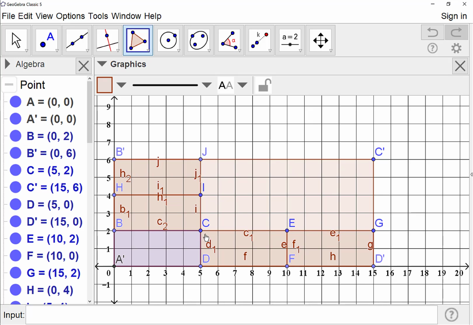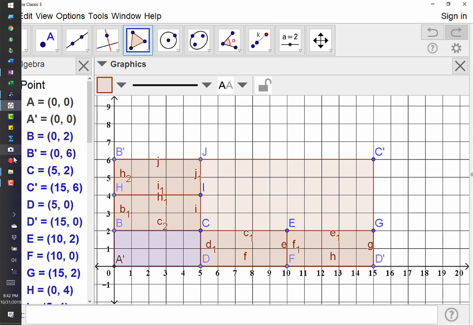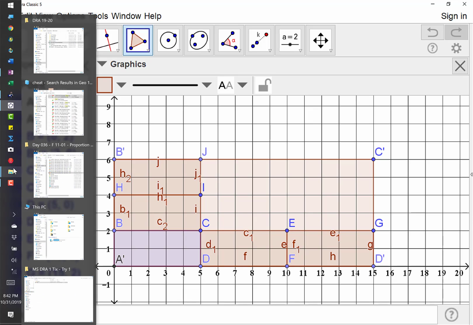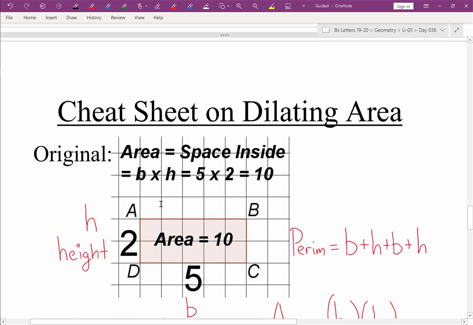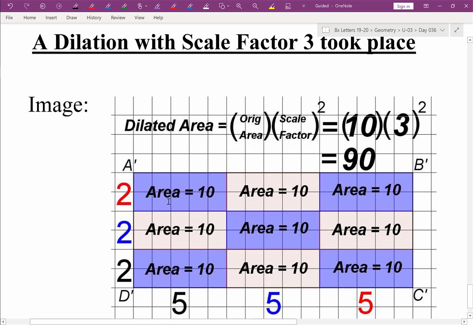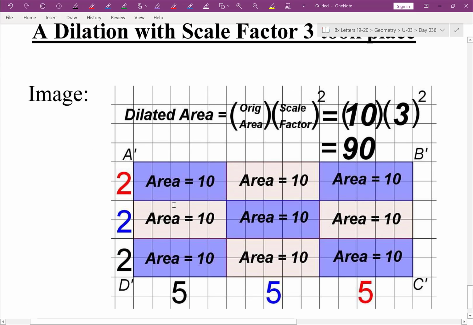But then, because you have 3 heights of 2 now, you need to have 3 rows of 5, right? You have 1, 2, 3 heights of 2. You need to have 3 rows of 5. And that's kind of what's going on here, okay?